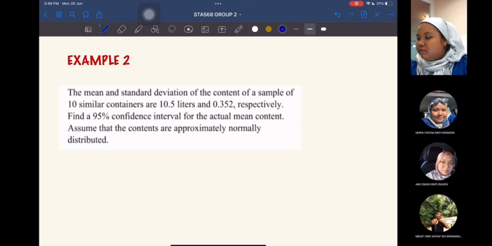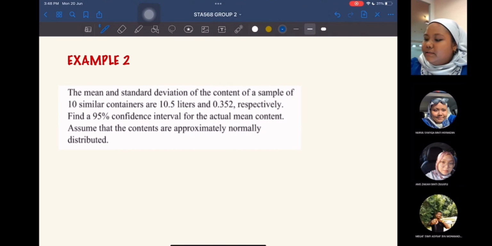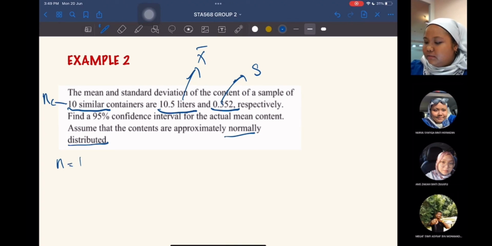As you can see, the mean and standard deviation of the content of a sample of 10 similar containers are 10.5 liters and 0.352 respectively. Find a 95% confidence interval for the assuming content. Assume that the contents are approximately normally distributed. So as you can see, 10 similar is our n, and 10.5 liters is our x bar, and 0.352 is our sample standard deviation. Here we have x bar and here we have n. Let's first list out what we have.